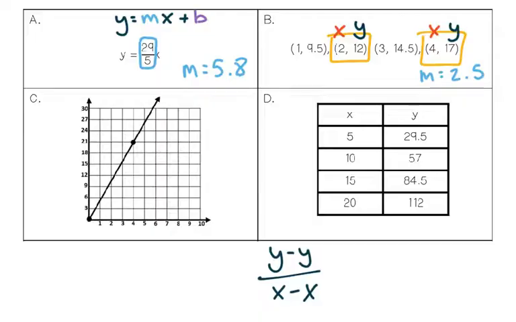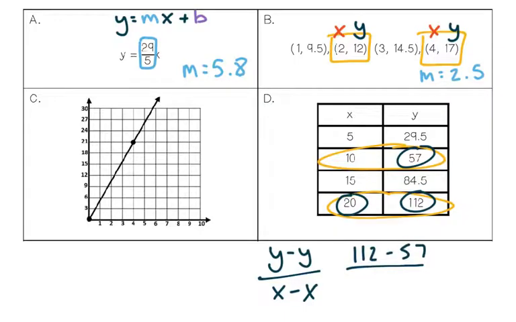You can do the same thing in a table. Because a table is just a list of ordered pairs, it's just written like this. We're just going to pick 2 of these points and then use the slope formula. It doesn't matter which 2 points you choose. I chose the 2 whole number points. Now I'm going to plug those into the formula. It's y minus y over x minus x. Then you just simplify. I've got 55/10, and I know that that line means divide. So I can leave it as 55/10, or I can write it as a decimal, 5.5.